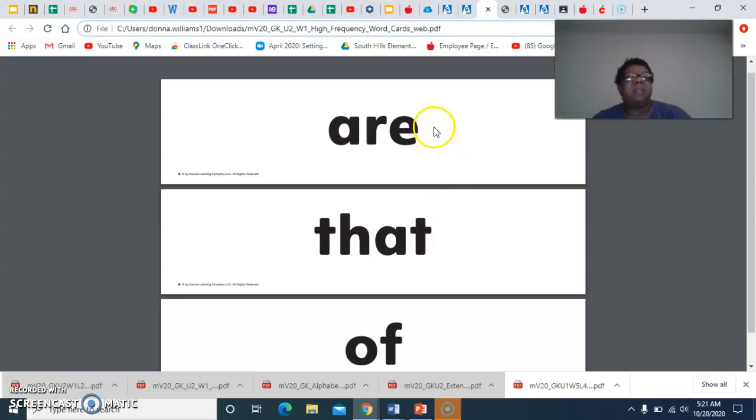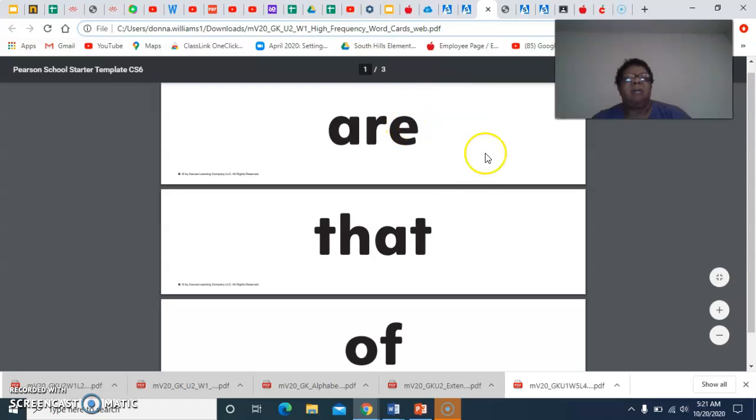Maybe you need to write the word "are" and you already know how to write it and how to spell that word. Maybe you're using the word "that" and you need to spell it. If you already memorized it, you'll already be able to know how to write it. Maybe "of," you'll know how to write it when you learn that word also. So we have "are," "that," and "of." Make sure you memorize those words.